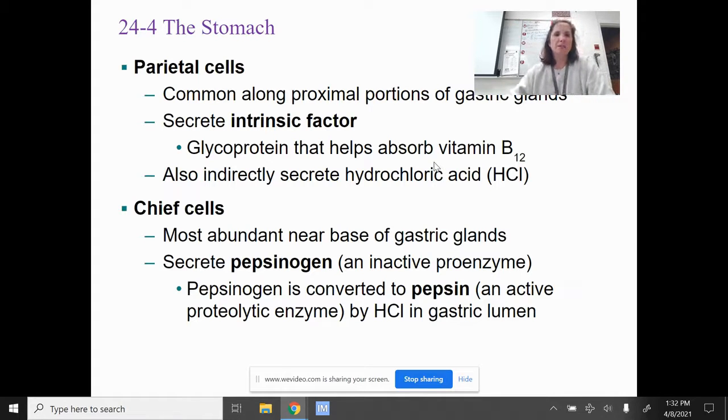In the parietal cells, there is an intrinsic factor, and this intrinsic factor gets secreted, and this helps absorb vitamin B12 in the small intestines. It also indirectly secretes hydrochloric acid, which is really important because after pepsinogen is secreted by the chief cells, that hydrochloric acid converts it to pepsin, and pepsin is the active enzyme that helps break down proteins.